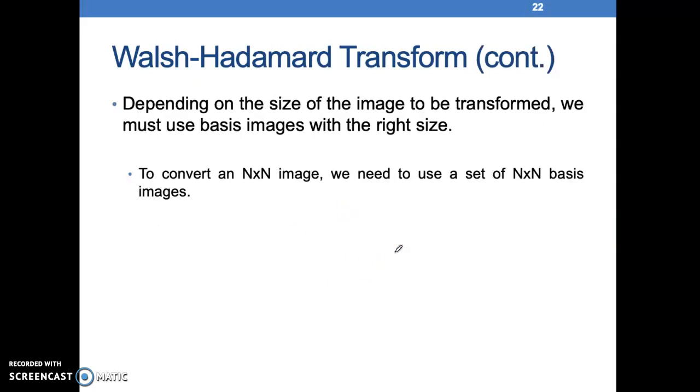So depending on the size of the image to be transformed, we must use basis image with the right size. If you want to convert the n times n image, then you have to use a set of n times n basis images. So for example, on the previous example, where you want to transform from the IRC to the basis image, if the IRC is 3 times 3, then the basis should be 3 times 3. If the input is 2 times 2, then the basis image should be 2 times 2 as well.